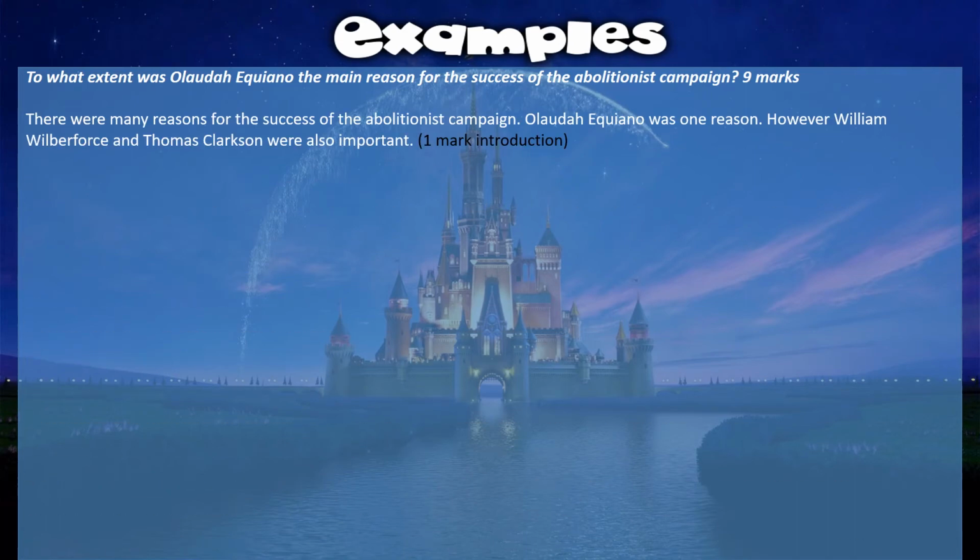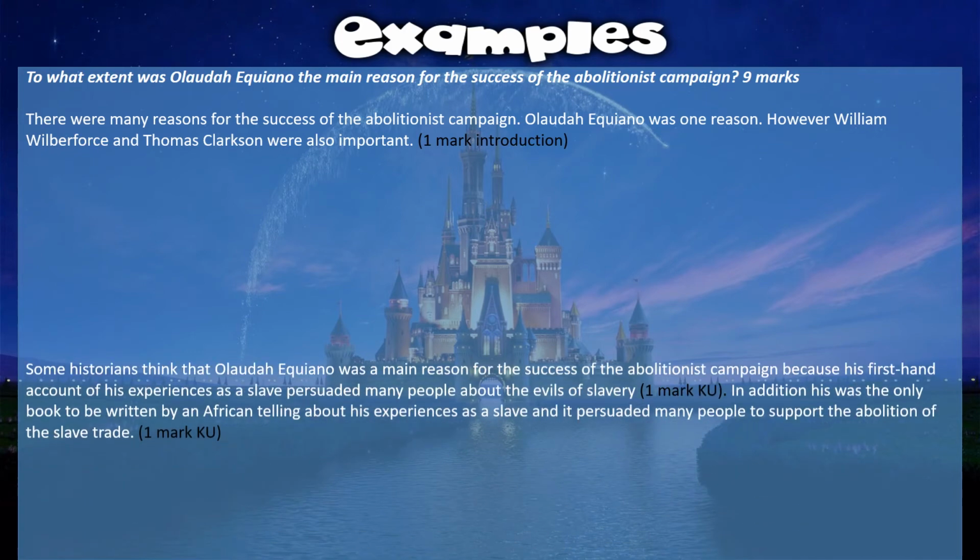There were many reasons for the success of the abolitionist campaign. Olaudah Equiano was one reason. However, William Wilberforce and Thomas Clarkson were also important. So we mentioned 2 other factors there. We mentioned William Wilberforce and Thomas Clarkson, so we get our 1 mark introduction.